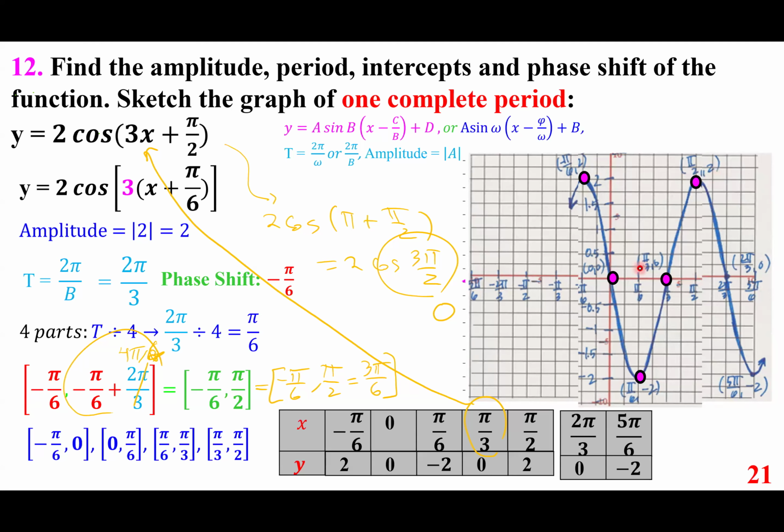Let's look at tangent. Find the domain and range, intercept, and vertical asymptote of the function. Sketch the graph of one complete cycle where y is given as tan of 1/2 x.